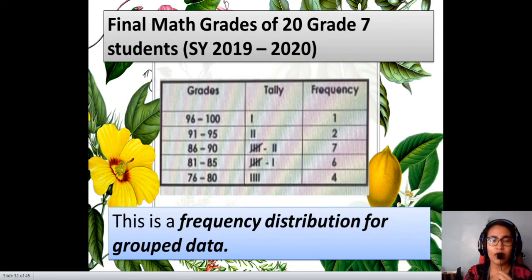Final Math Grades, that will be the title, of 20 Grade 7 students, School Year 2019 to 2020. So this is the complete table now. We now have the frequency written as a number. So we have 1, 2, 7, 6, and 4. Again, this is a frequency distribution for grouped data.